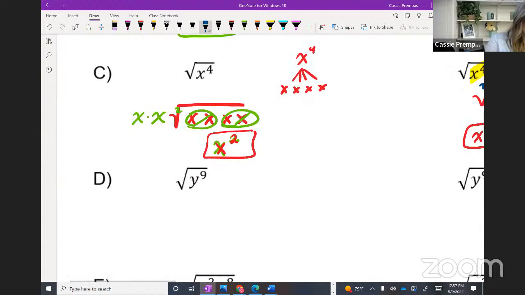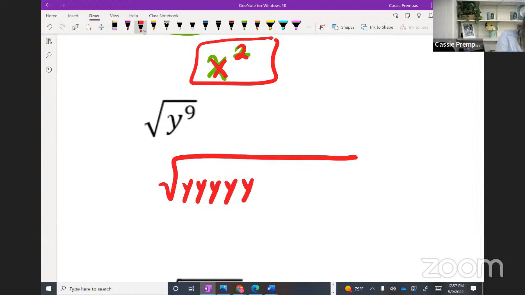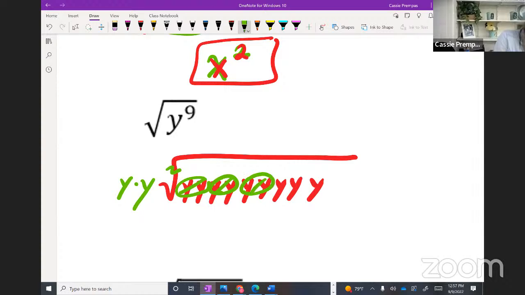All right, on to letter D. Letter D, if I'm using the prime factorization method, how many y's do I have to write out? 9, 1, 2, 3, 4, 5, 6, 7, 8, 9. How many of the same factor do I need before I can take it out of the radical? 2. So I have 1, take it out. Another pair, take it out. Another pair, take it out. And another pair, take it out.